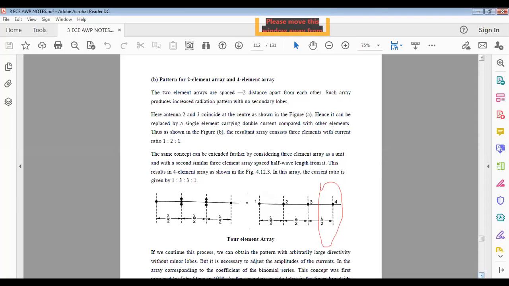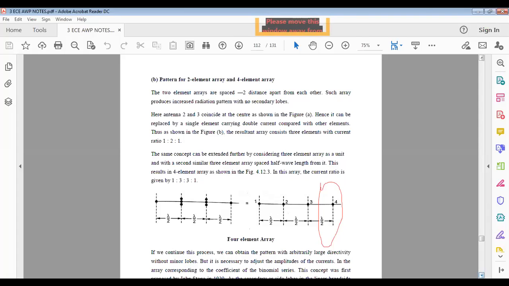Here antennas 2 and 3 coincide at the center. That's why I superimpose 2 and 3. Hence, it can be replaced by a single element. I am just combining the 2 and 3 antenna elements. That's why it is able to produce double the current compared to the other elements, and so it produces stronger radiation characteristics than an individual element.